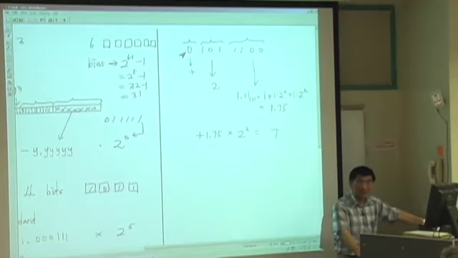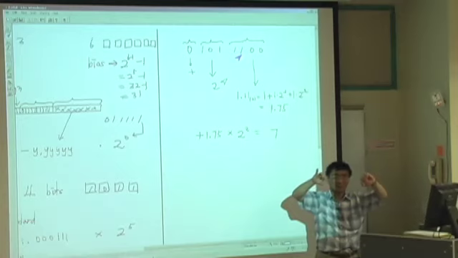1 bit for sign of the number, plus or minus 7, right? 3 bits will be used for exponent like this, right? Exponent like this. And 4 bits will be used for fraction part like this. So any questions about this rule?